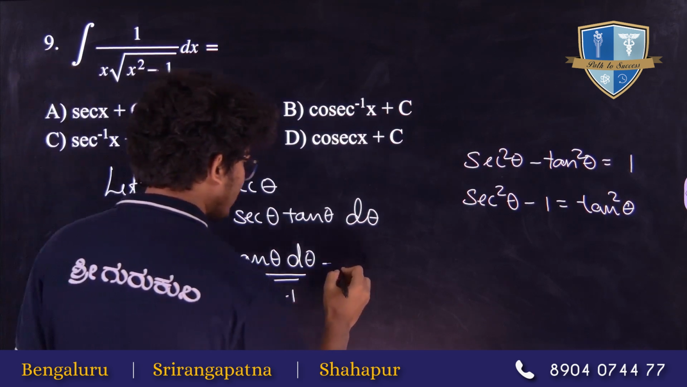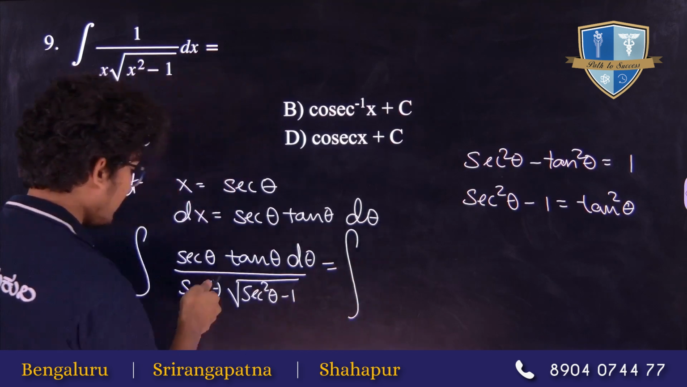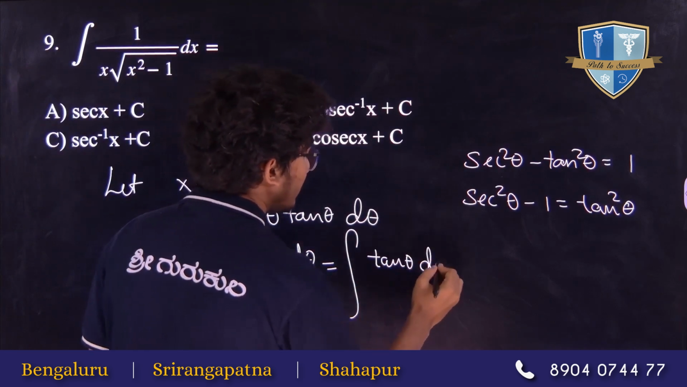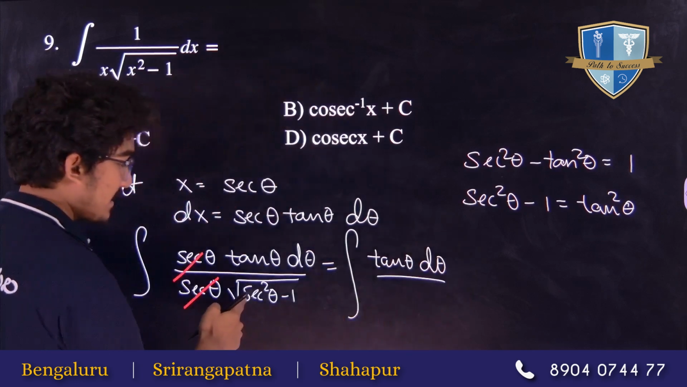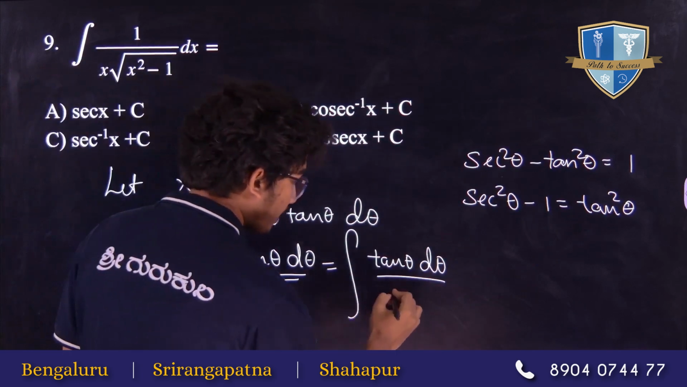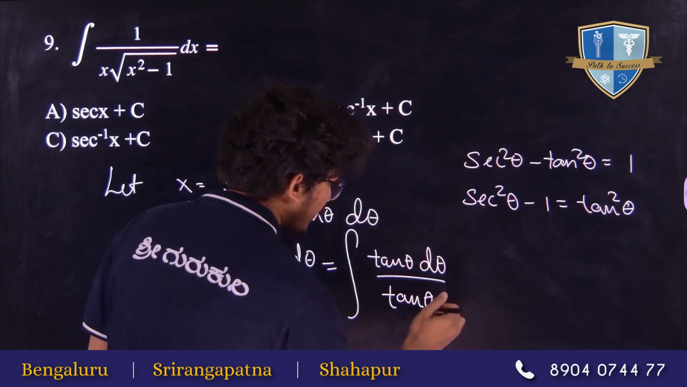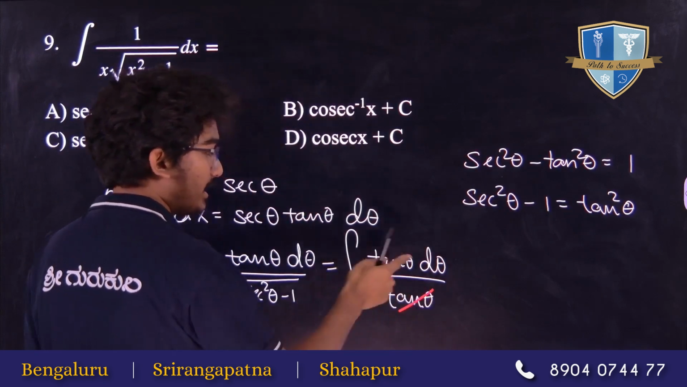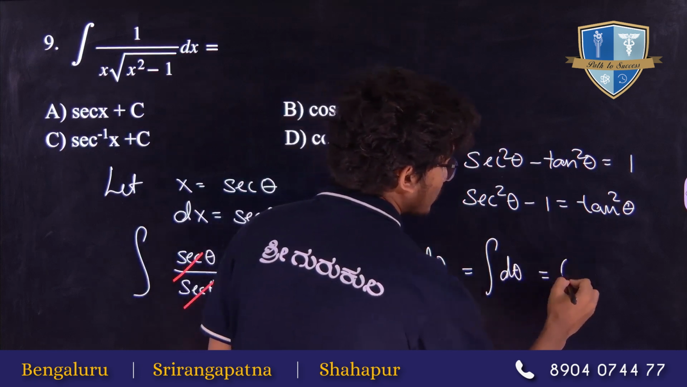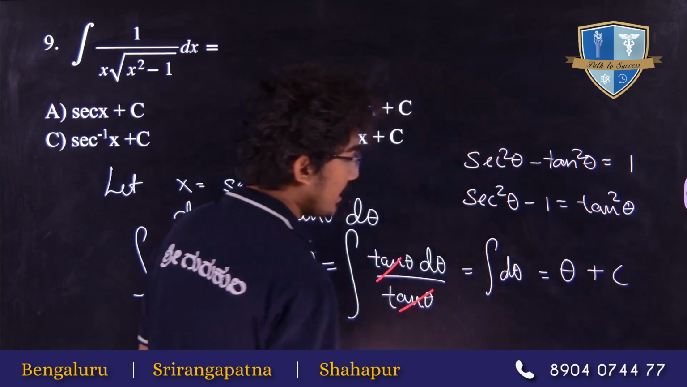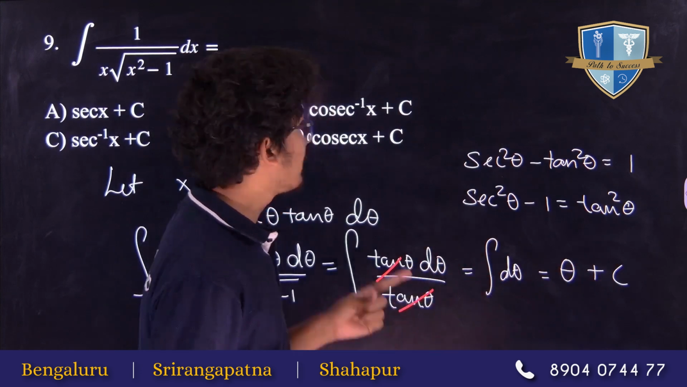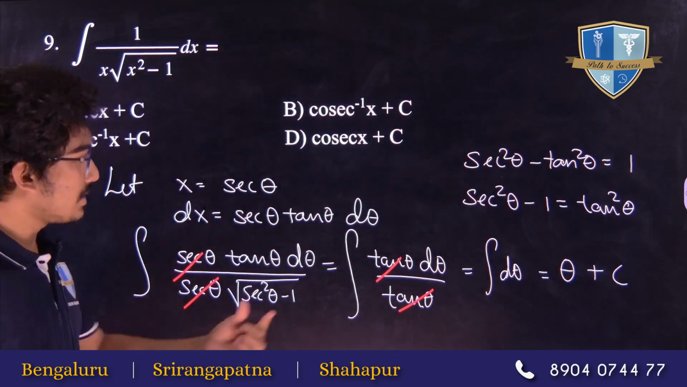So this will be equal to the integration. Sec theta cancels out, tan theta d theta divided by root of sec square theta minus 1, which is tan square theta, and root of tan square theta will be tan theta. So this and this will also cancel out, leaving integration d theta, which is equal to theta plus c, correct? Integration of d theta will be theta, plus c since it is an indefinite integration. Now what is the value of theta?